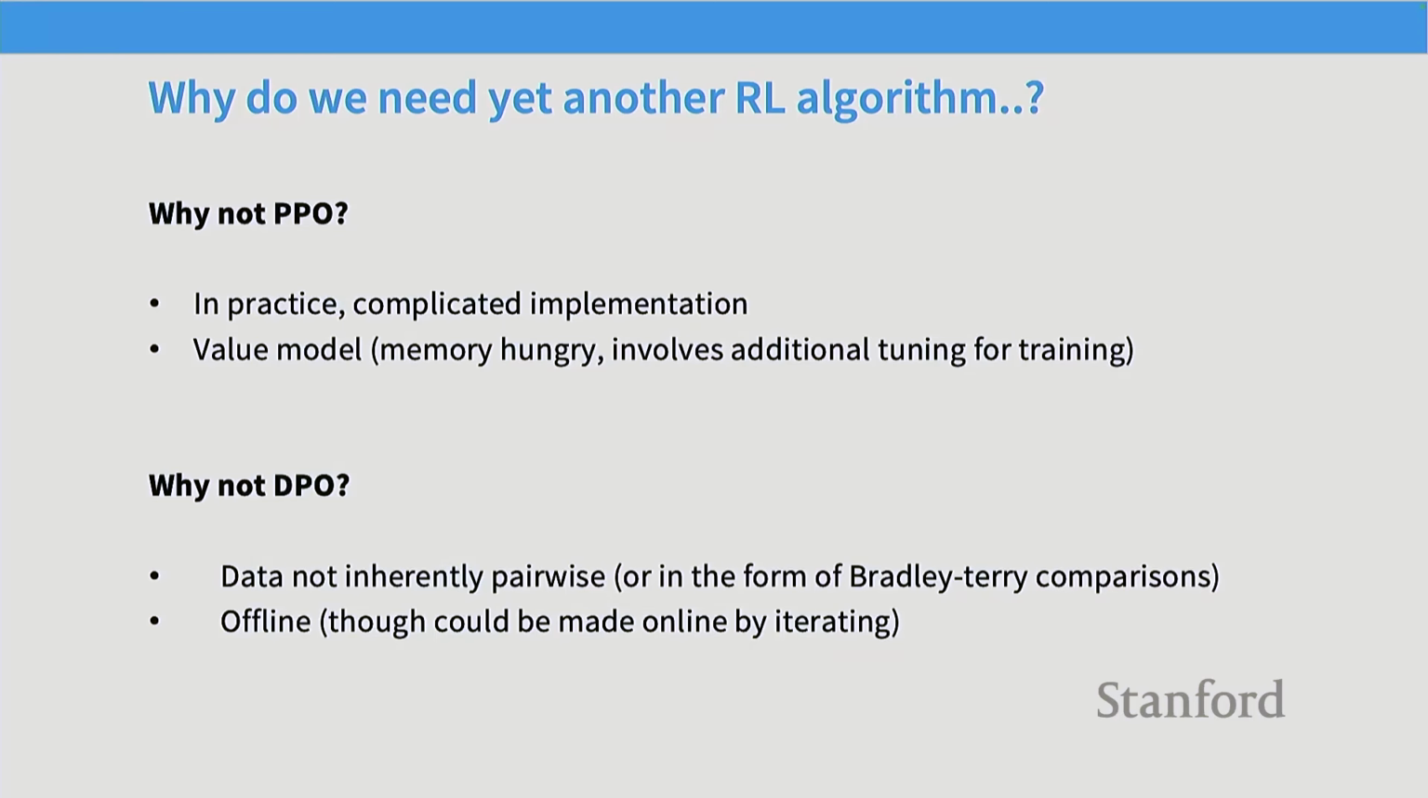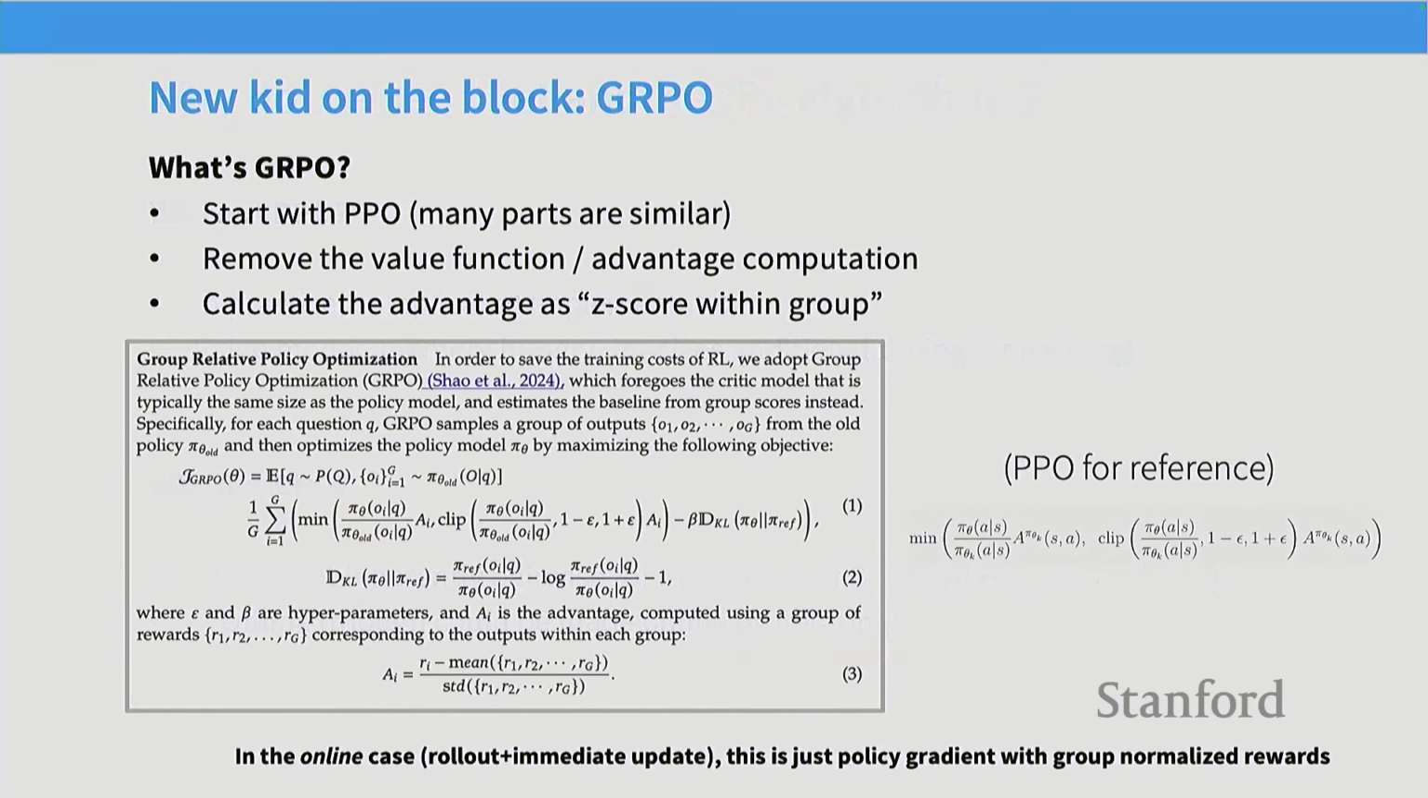Now you might say, okay, why can't we use DPO? Well, DPO is well suited for pairwise comparisons, like Bradley-Terry comparisons. It's not so good if what you want to do is, let's say, reinforcement learning on math questions and check whether or not the answers are correct. There's no pairwise structure, so to speak, inherently there, so maybe DPO is not great. DPO also, originally, is kind of an offline algorithm, in that it has a whole bunch of pairs that you initially collect, and you just update your model on those. You could make it online by iterating, but that's not usually the way in which people apply DPO.